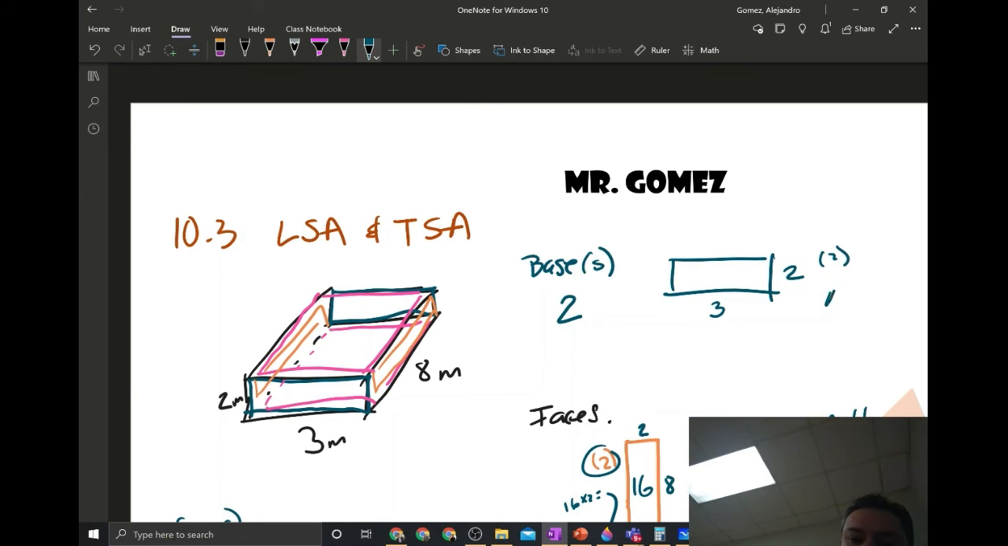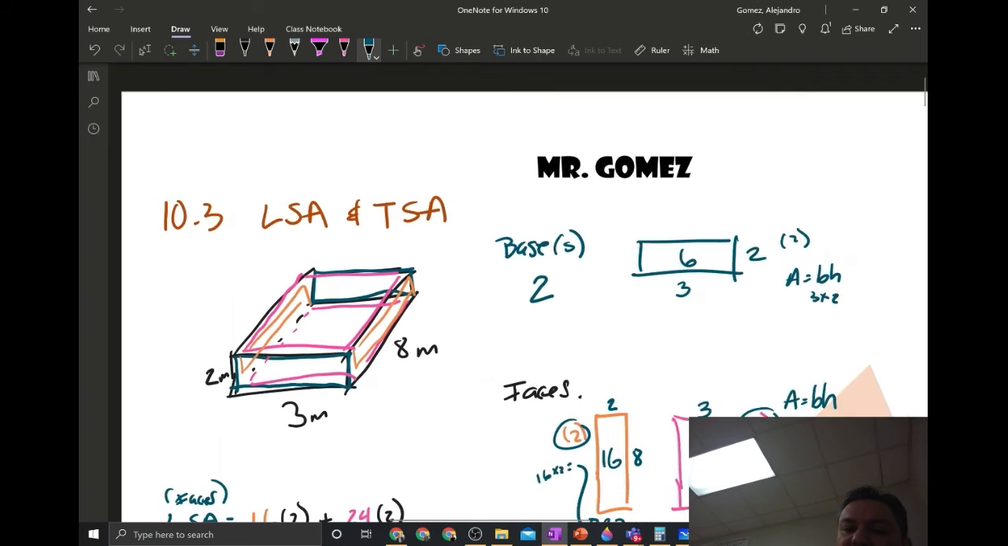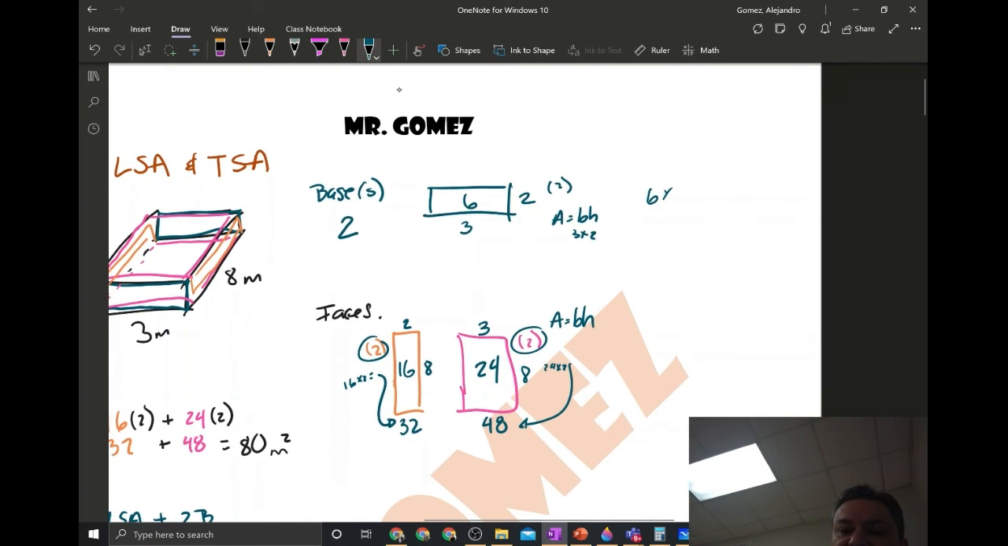Now, again, area equals base times height. This is 3 times 2. So this is 6. But you have 2 of them. So 6 times 2 equals 12 meters square.